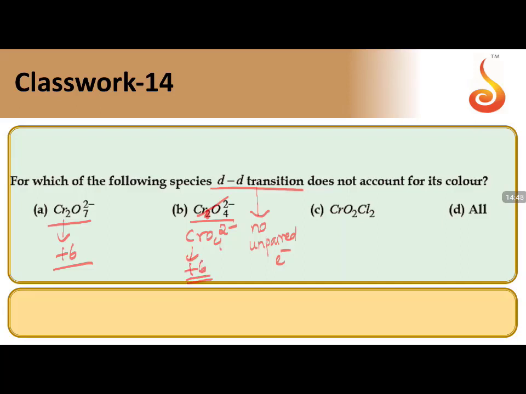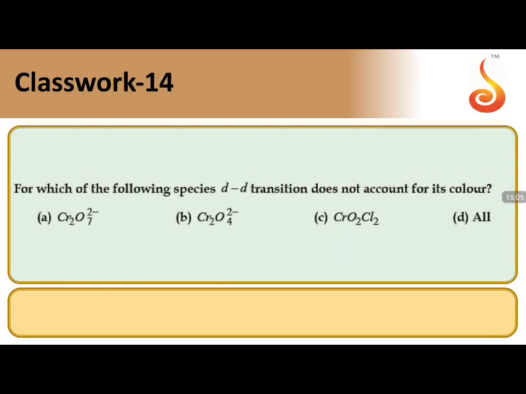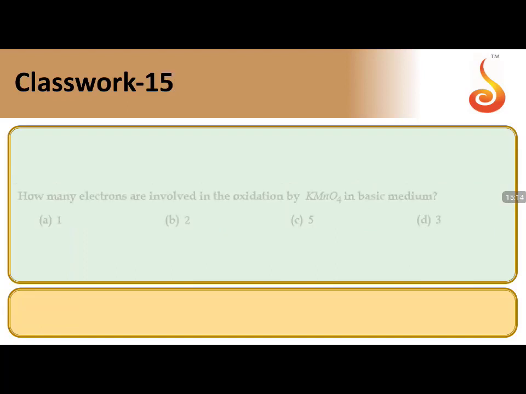Dichromate, chromate, chromyl chloride is also +6 oxidation state. All have the same oxidation state. Then only this is possible to have the options. If not, it should be A and C. If CrO4 2- is corrected, then it goes to option D. So let us see what is the answer given. Answer says option D. So that means it should be corrected to CrO4 2-. So small correction, children. And then question number 15.